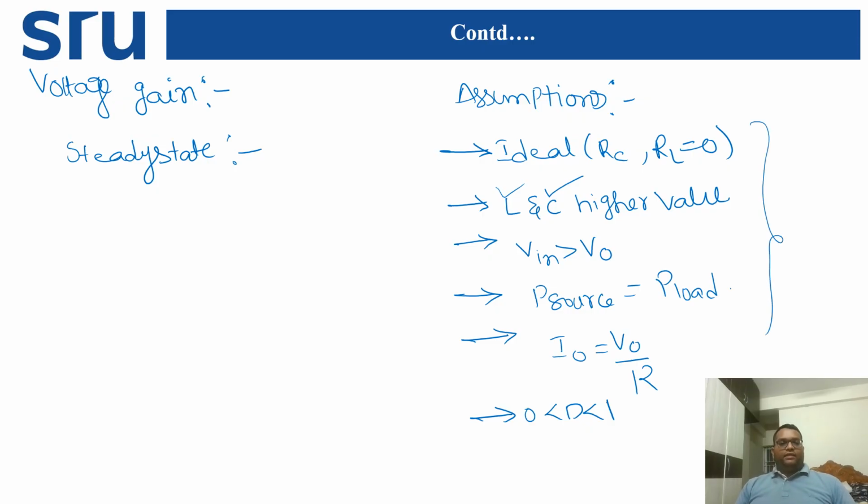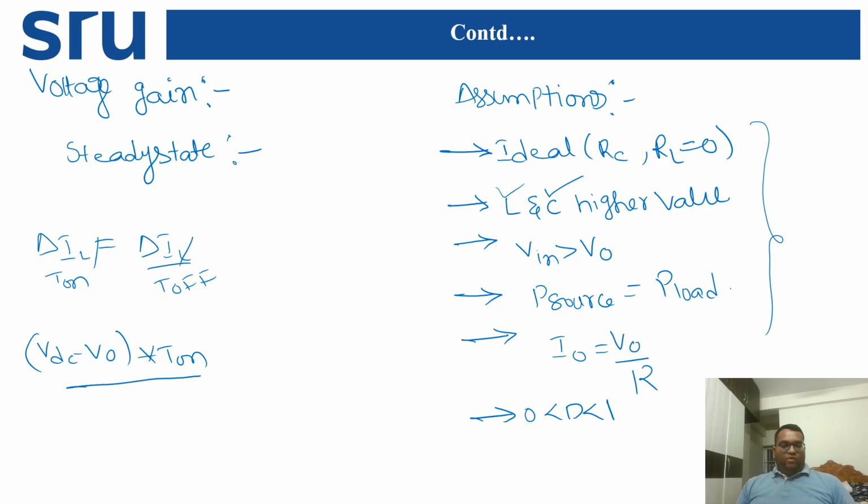Now, under steady state condition, let us talk about the inductor ripple current. Delta IL under T on condition, and delta IL under T off condition. If we equate both, what will happen here? First, the T on condition: VDC minus V naught into T on divided by L is equal to L into delta IL. So we have to write delta I. Delta I is equal to, what do we have to write here?